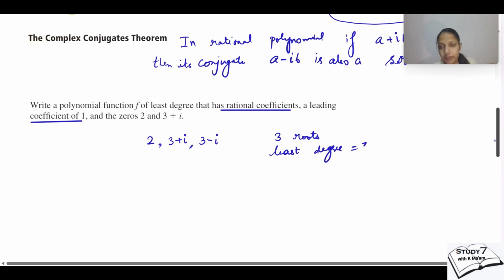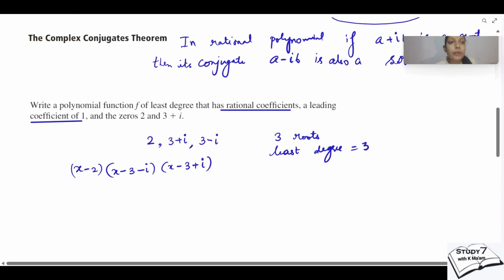Degree is 3. We have to find a polynomial. From x equals 2, the factor is x minus 2. From 3 plus i, it's x minus 3 minus i, and x minus 3 plus i. Now you can consider x minus 3 as a single term.